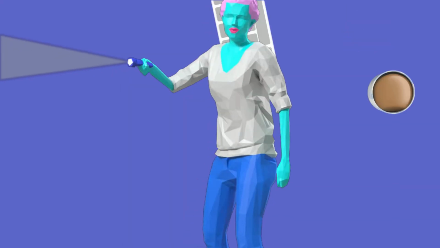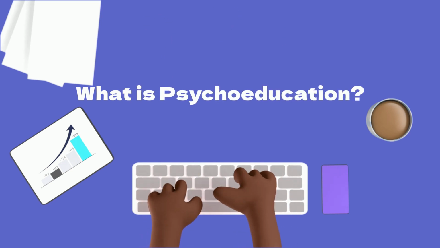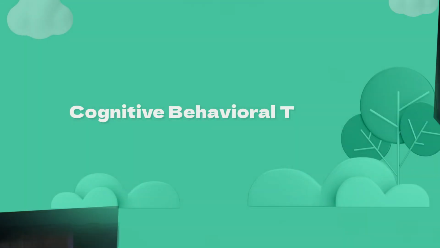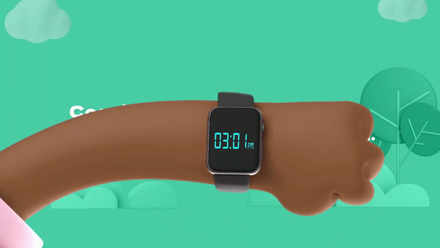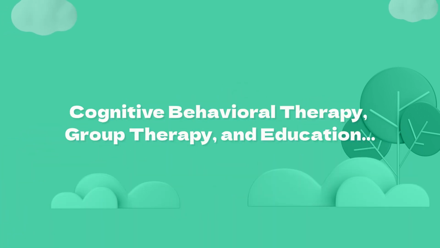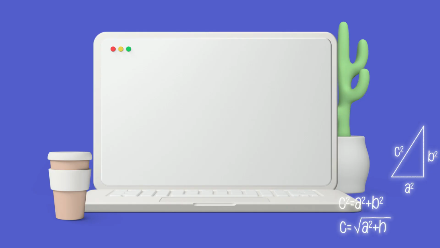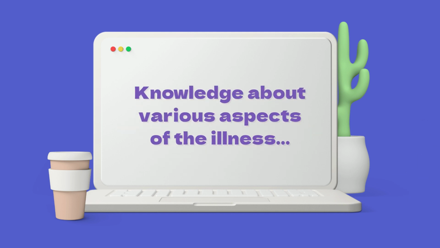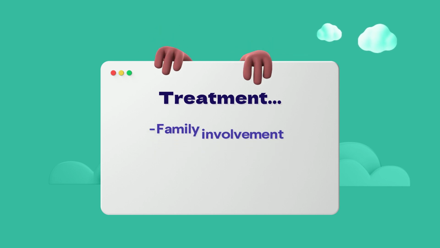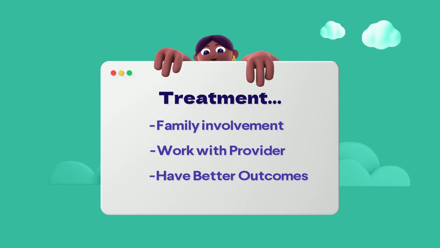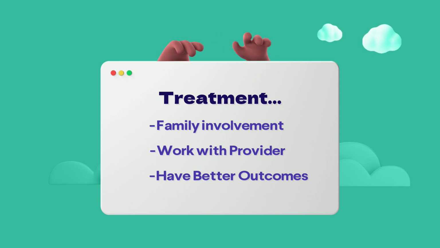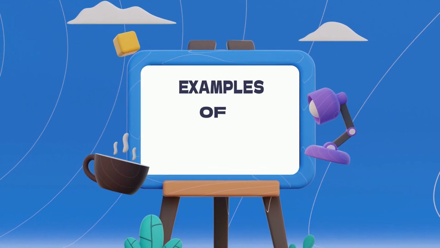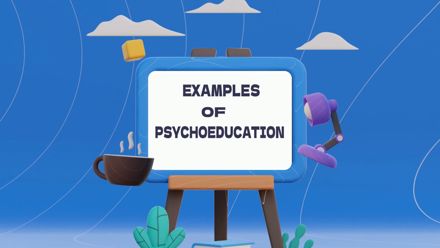Let's move on to our next topic. What is psychoeducation? Psychoeducation combines the elements of cognitive behavior therapy, group therapy, and education. According to the National Institute of Health, the basic aim is to provide the client and families knowledge about various aspects of the illness and its treatment so that they can work together with mental health professionals for a better overall outcome. Now, with that being said, what are some examples of psychoeducation?